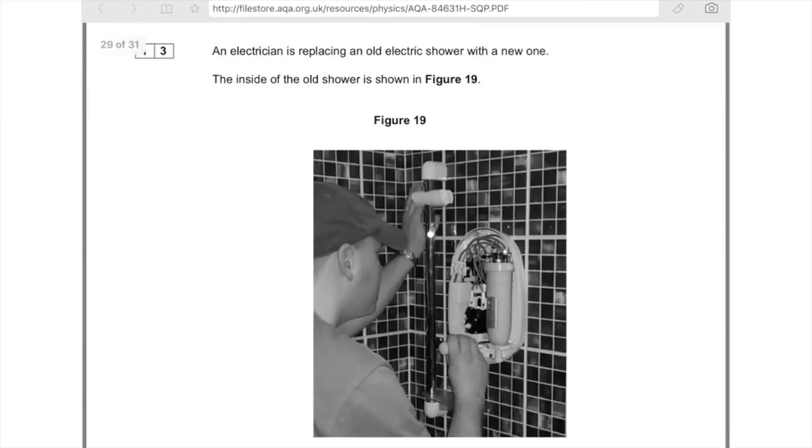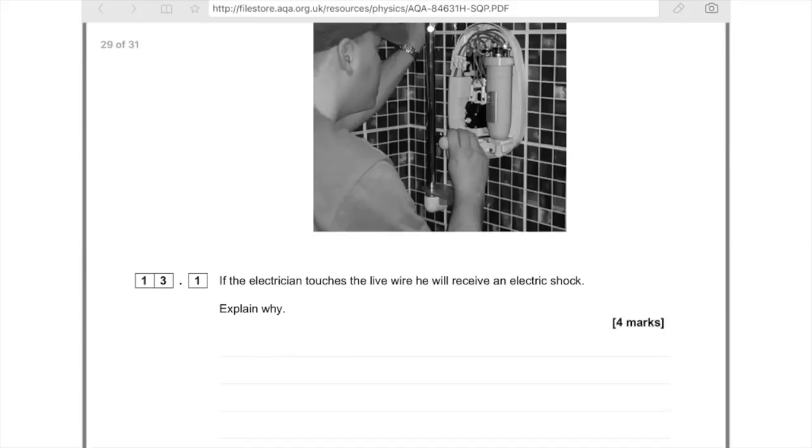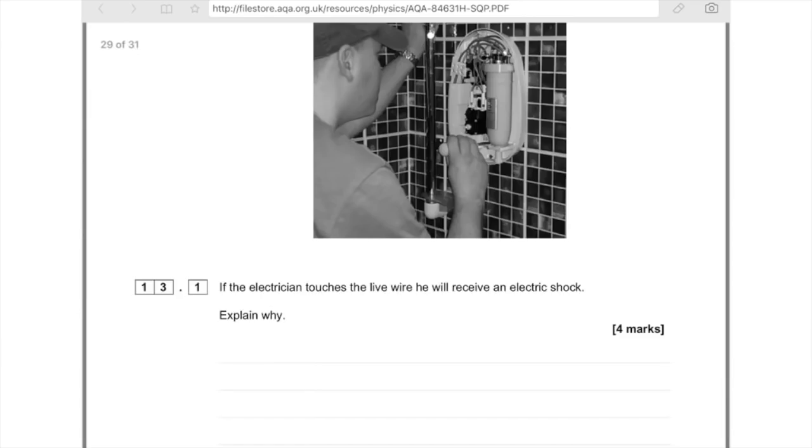13. An electrician is replacing an old electric shower with a new one. The inside of the old shower is shown in figure 19. If the electrician touches the live wire, he'll receive an electric shock.